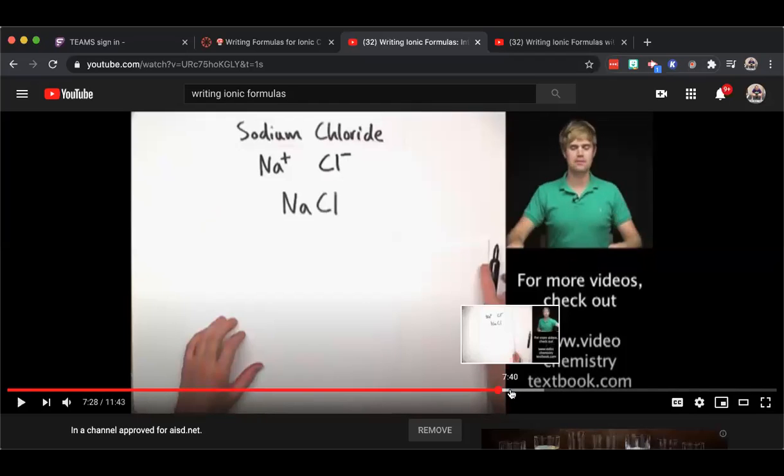If I had something that was like +2 and -2, like maybe I had calcium oxide. Calcium is +2 because it's in group 2. And oxide, that's oxygen, that's -2 because of its group. That one would just be CaO, okay? And I don't need 2's in the formula because the 2's are their charges, but if each of them is a 2 and I put them together, I just need one of each to balance out.